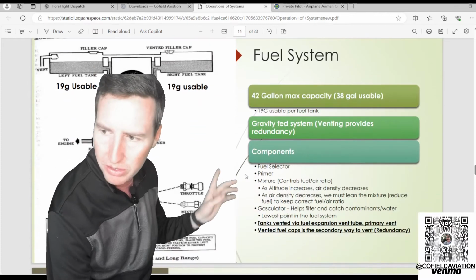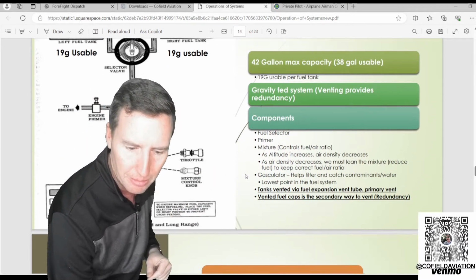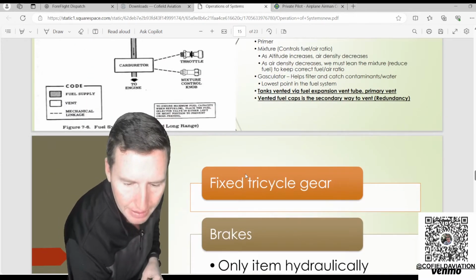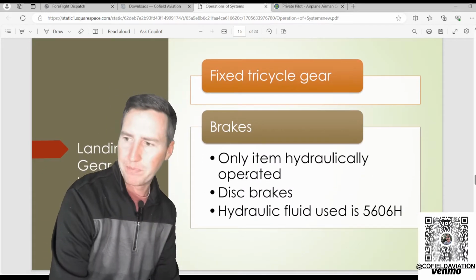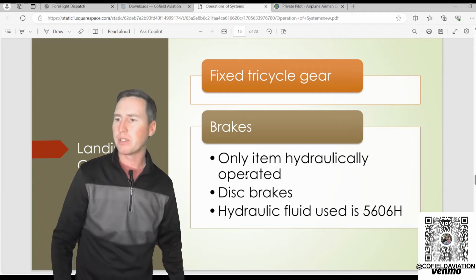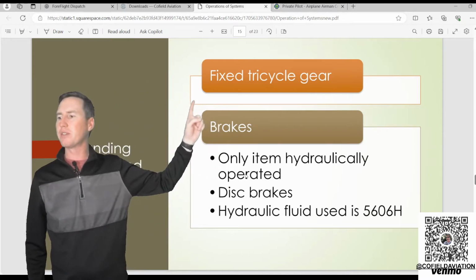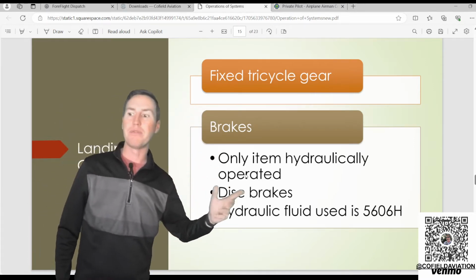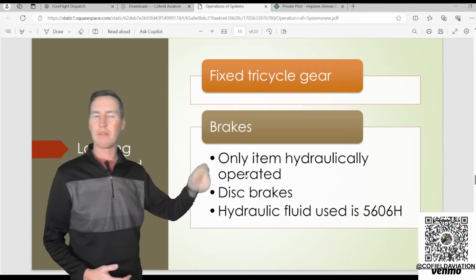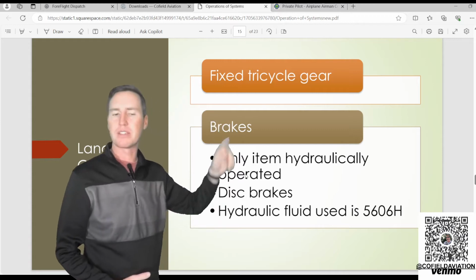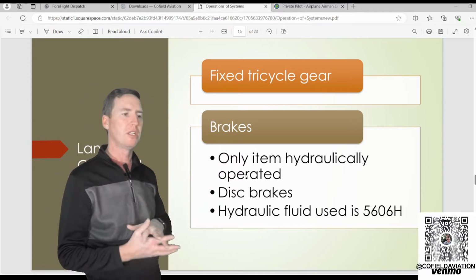And we're going to scroll down. We've already talked about the fuel system in part 1. And then here, we'll talk about the landing gear and hydraulics. Really simple stuff. We have a fixed tricycle gear. We do not have the conventional gear, which would be like a tailwheel aircraft. But here we have the gears down and welded, fixed tricycle gear, so it's not retractable or anything.